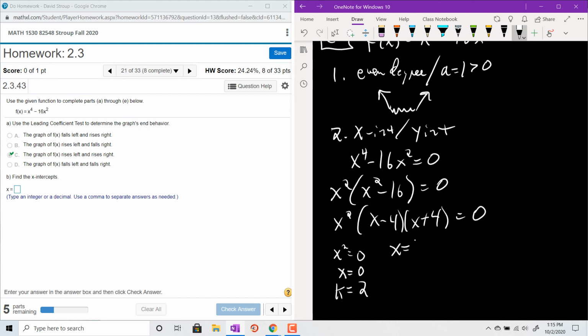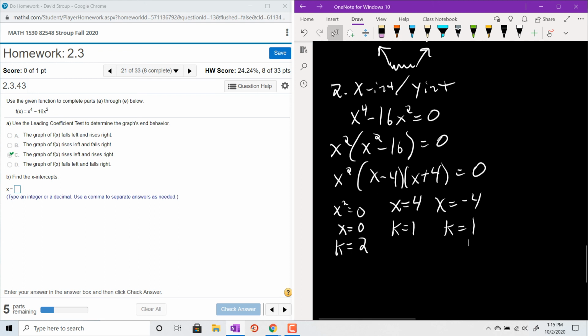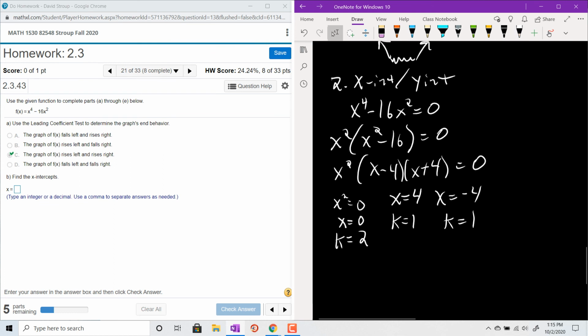And then x is 4 from the second factor. And of course, that multiplicity is 1. And then x equals negative 4, and its multiplicity is also 1. So it'll go through the x-axis on both of those points. The y-intercept, you let x equal 0, so y will just be 0 to the 4th minus 16 times 0 squared, which is just going to be 0, okay, for the y-intercept. And that's usually pretty much all they want.